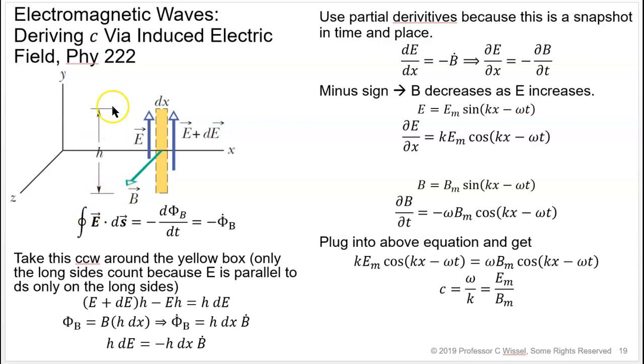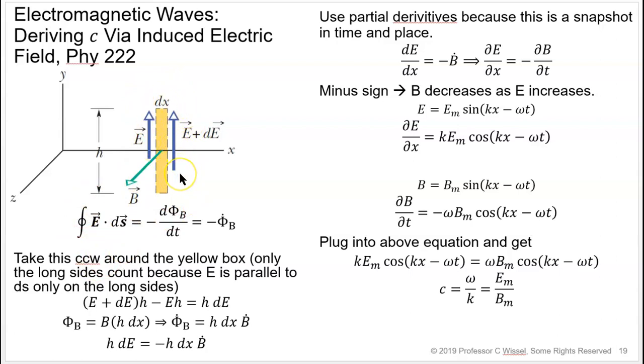This height here is h, and of course, this represents the field at that instant of time. And first, we're going to look at the electric field, and we're going to apply the integral of E dot ds equals minus d phi B dt. And we can rewrite that, remembering Newton's dot notation, as minus phi B dot. Okay, and we're going to take this integral counterclockwise around this yellow box.